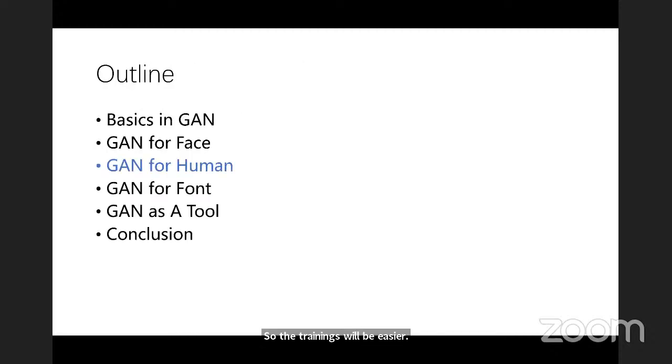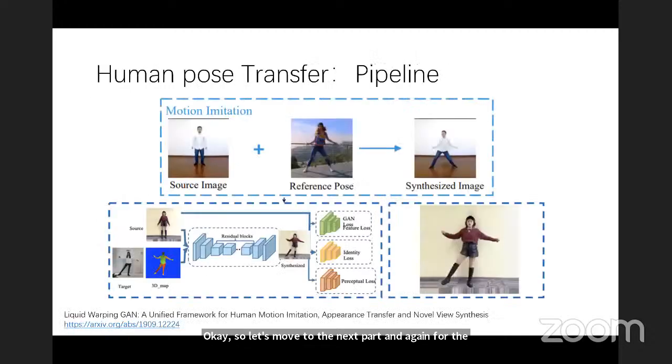Okay, so let's move to the next part, again for human generation. I will use human pose transfer as one example. This is an example of human pose transfer. The input is the source image and a reference pose, and the output is a synthesized image with the appearance from this image and the pose from this image.